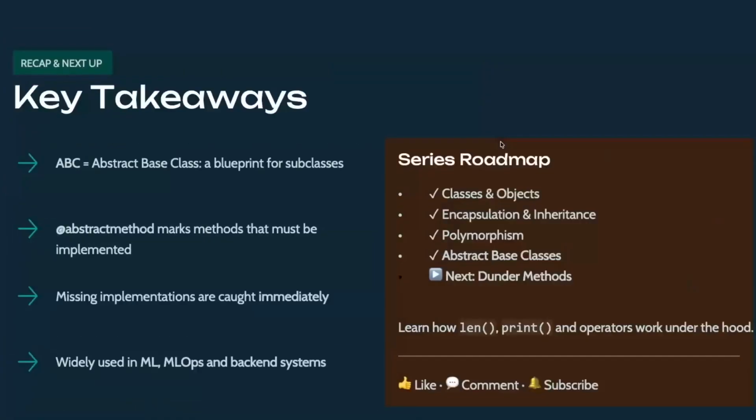Now, let's quickly recap what we learned today. An ABC stands for an abstract base class. An abstract base class acts as a blueprint for child classes. The abstract method decorator marks methods that every subclass must implement. ABCs create contracts between classes. They help catch mistakes early. They make software more reliable. And they're widely used in backend development, machine learning systems, MLOps platforms, and production software frameworks.